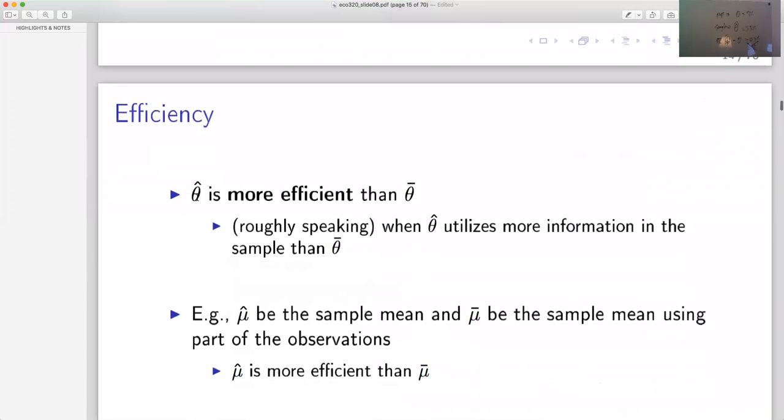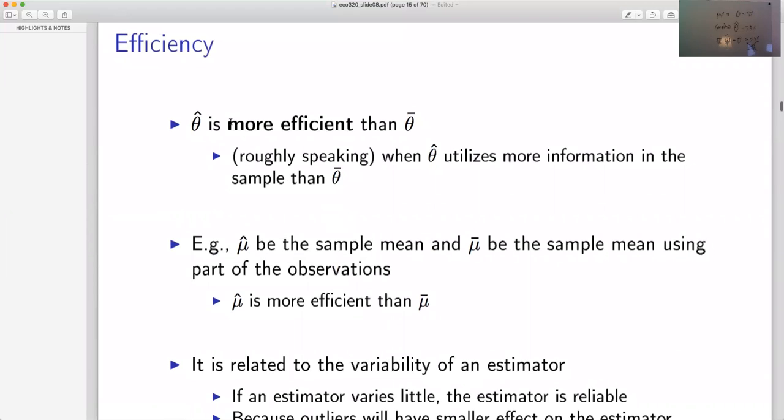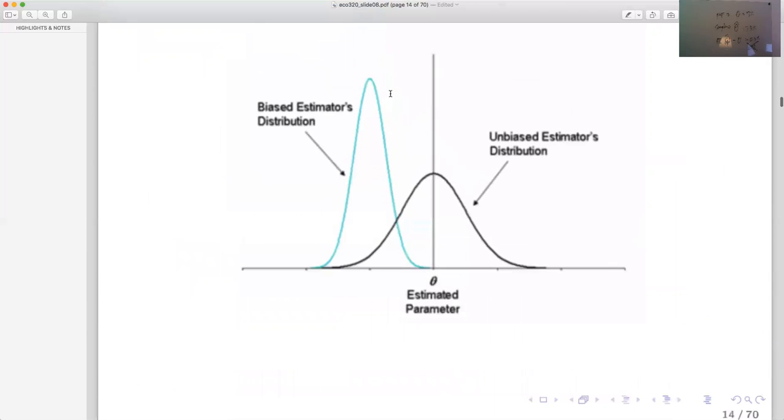Theta hat is more efficient than theta bar when theta hat utilizes more information in the sample than theta bar. So efficient means they are using more information. Their variance would be smaller. So this one would be more efficient in terms of variance.